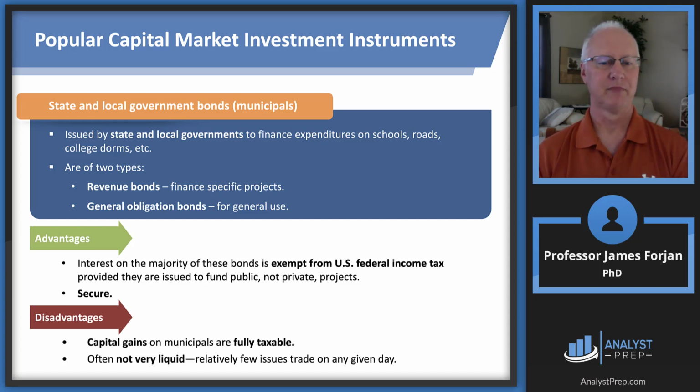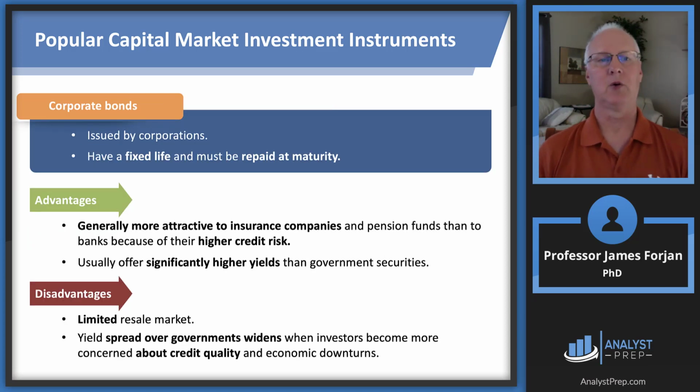But disadvantages: capital gains are fully taxable, and they're often not very liquid. And so we get into this problem because even though the municipal bond market is large in and of itself, each individual municipality is kind of like its own unique pot. And so there can be a lack of liquidity in that pot, even though there's probably general high liquidity in the municipal bond market. But specifically to each locality, there can be problems in liquidity.